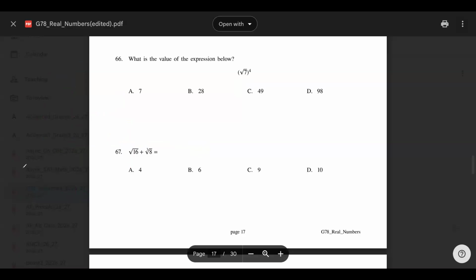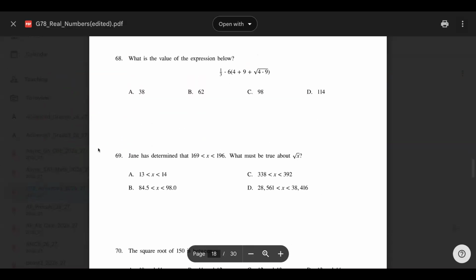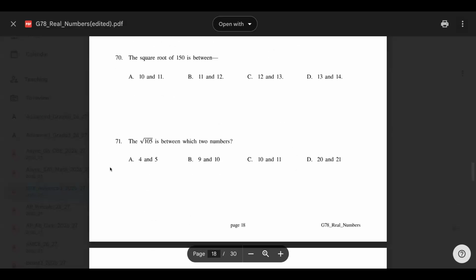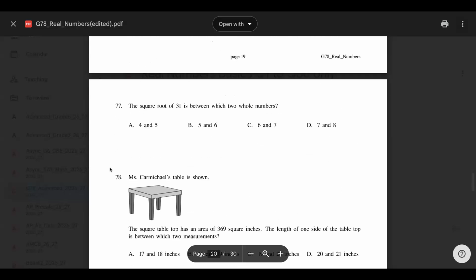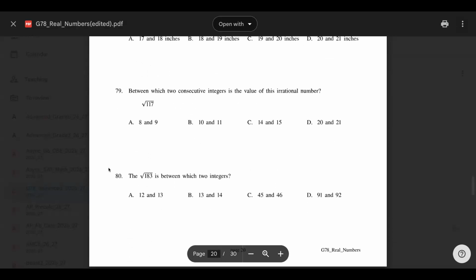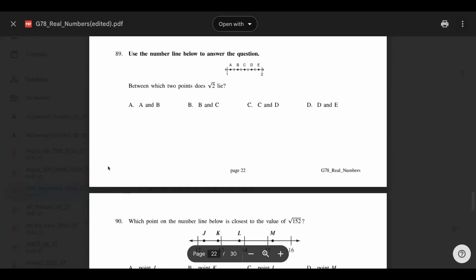Okay, I'm going to work with you on these. Square root of 31, yeah. This is something we are going to work on this week.